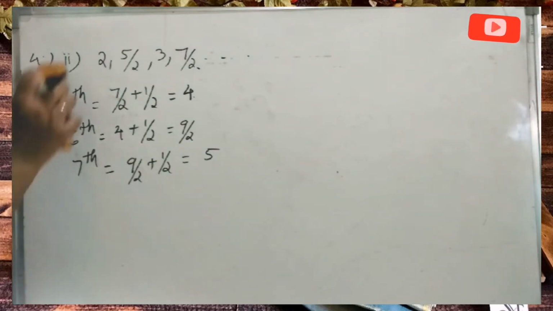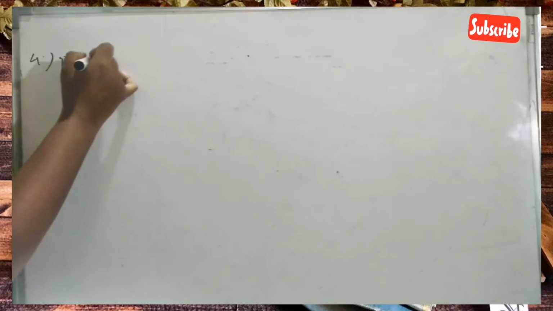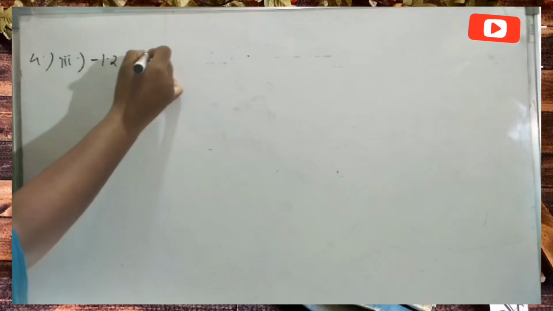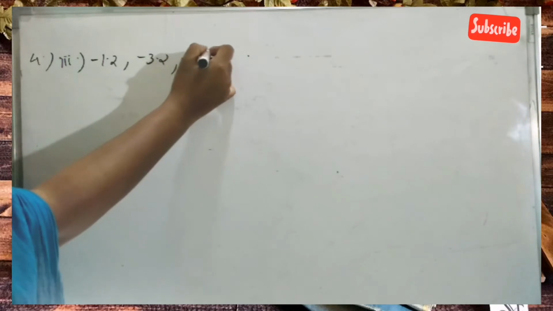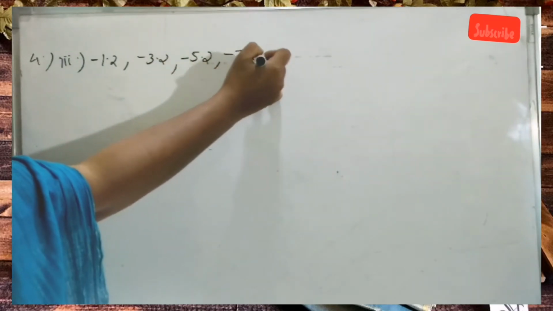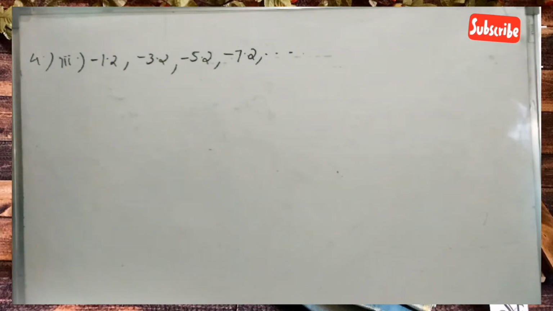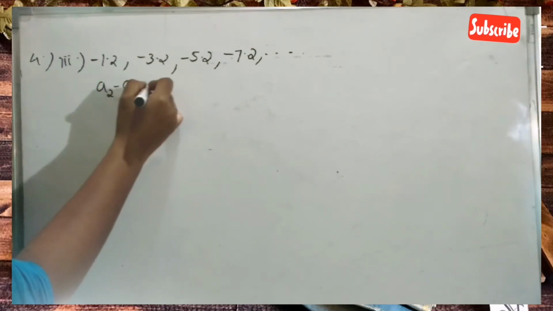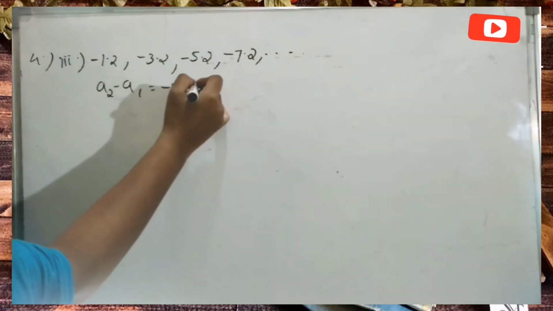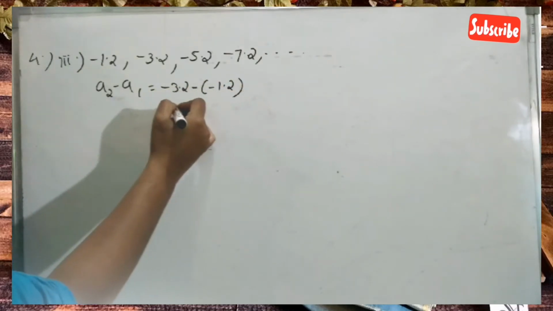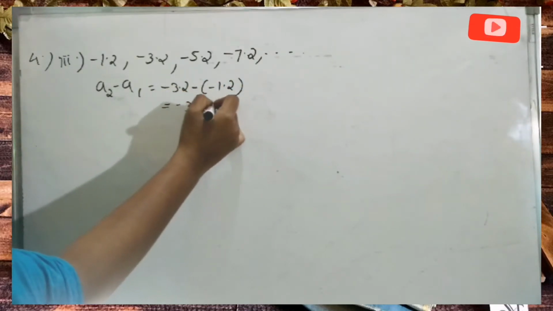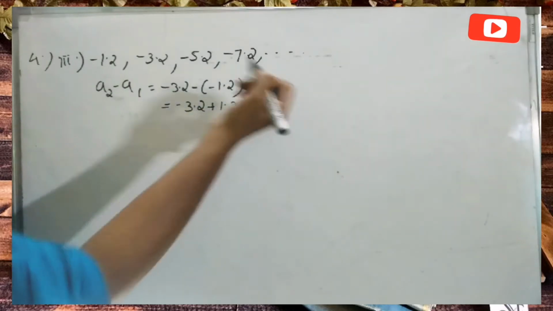Third question. Minus 1.2, minus 3.2, minus 5.2, minus 7.2, etc. Here also we are going to take the difference. a2 minus a1 is equal to minus 3.2 minus minus 1.2, and that is minus 3.2 plus 1.2, equal to minus 2.